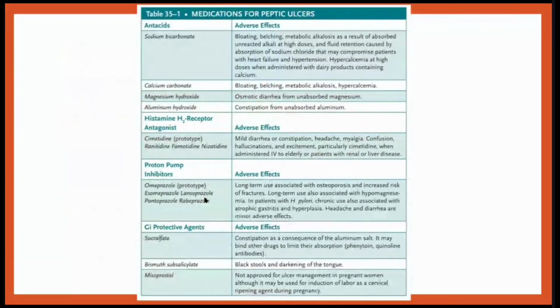Now let's have a look into this table of peptic ulcer. It has a few drugs and their adverse effects. First is sodium bicarbonate. It has adverse effects of bloating, belching, metabolic alkalosis, etc. The same adverse effects are seen with calcium carbonate, that is bloating, belching, metabolic alkalosis, and it also has hypercalcemia.